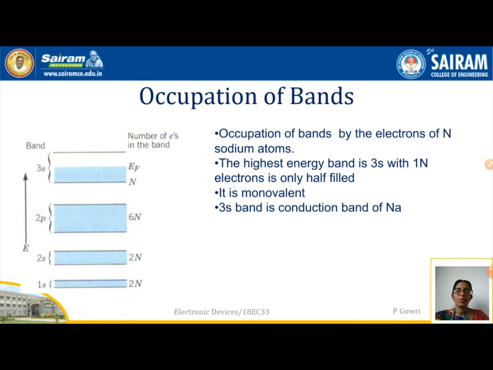Similarly, in the case of sodium atoms, we can see that the energy band will have 2n electrons for the K shell, that is the 1s shell, 2n electrons in the 2s state, 6n electrons in the 2p state, and then 1 electron in the 3s state. So here the band is only half filled, and hence it is called monovalent. And here this 3s band is nothing but the conduction band of sodium.